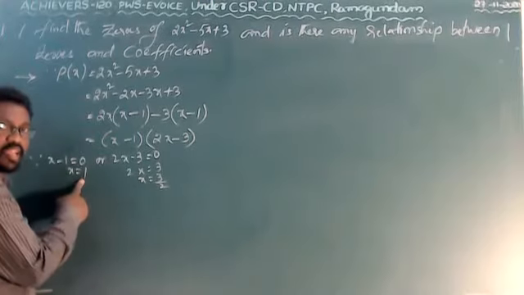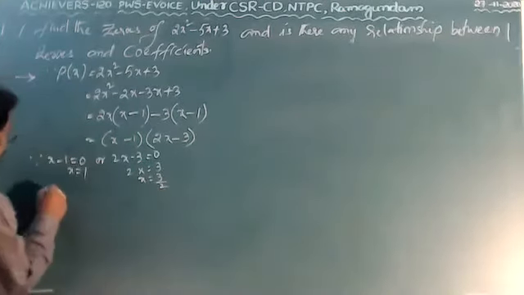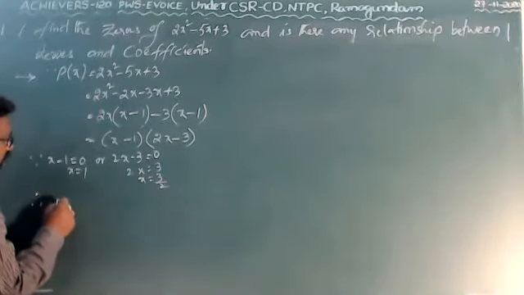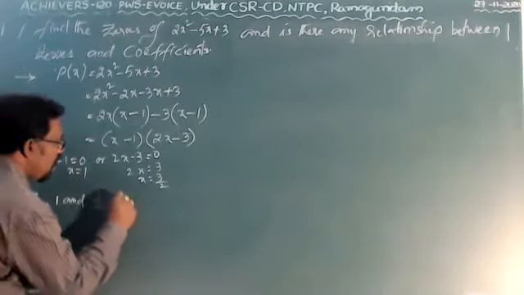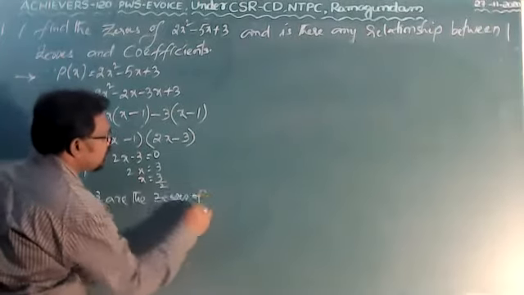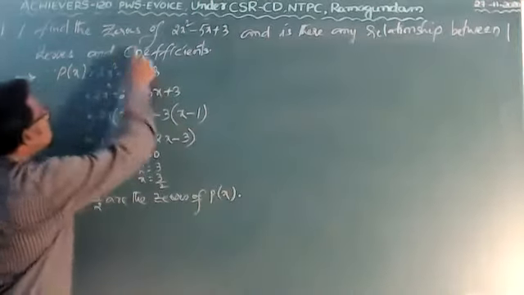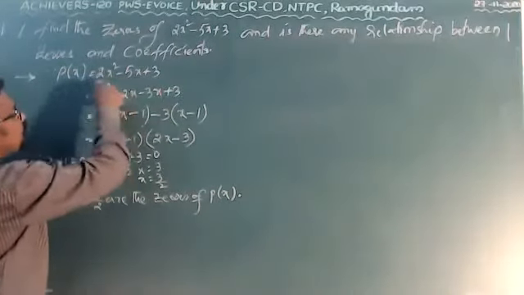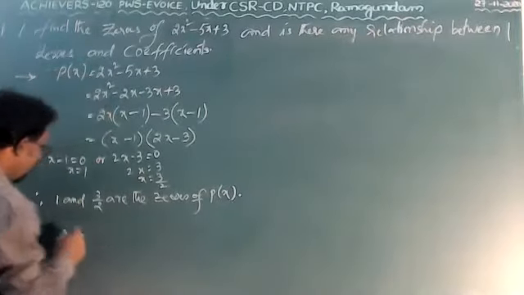Now, this is one zero. This is another zero. Therefore, 1 and 3 by 2 are the zeros of p of x. This is p of x, nothing but this one. Even you can write that. Got it, children? Now, what we have to do?